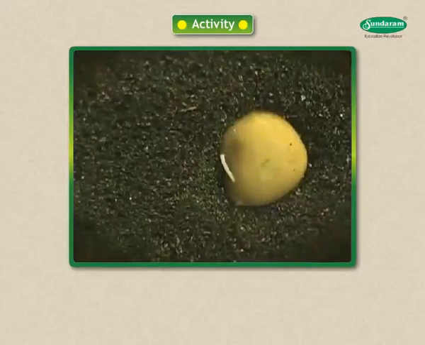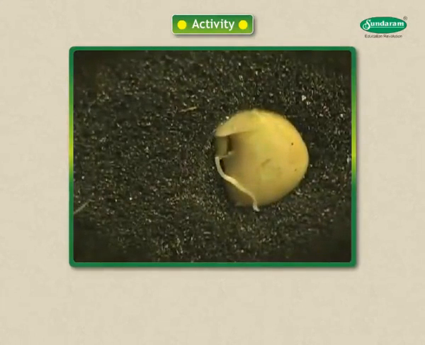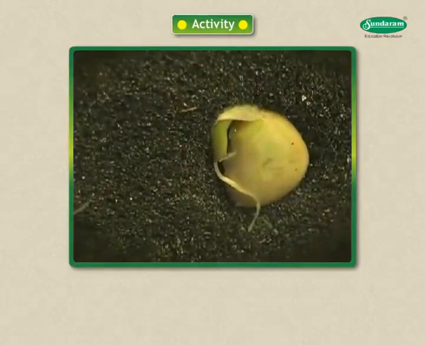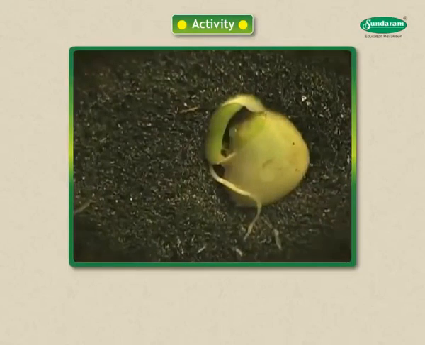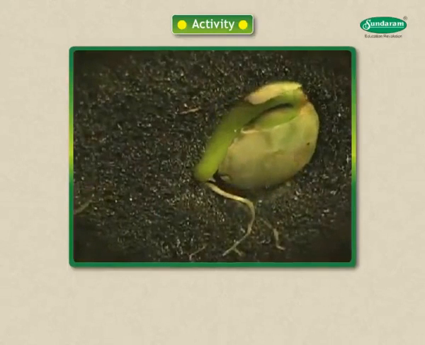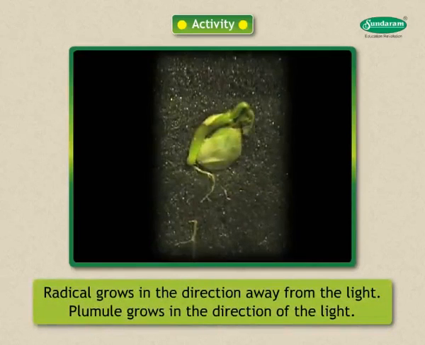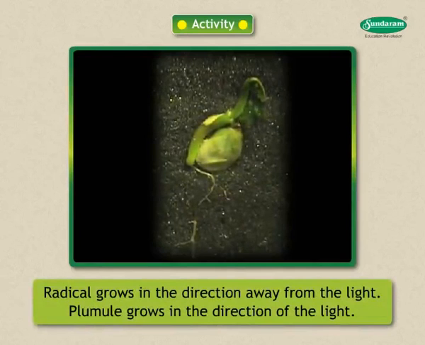Pick up one of the sprouts and place it in such a way that the radicle is towards the source of light and the plumule is away from light. Observe the directions of growth daily. What do you conclude from your observations? We can see that radicle grows in the direction away from the light. Plumule grows in the direction of the light.